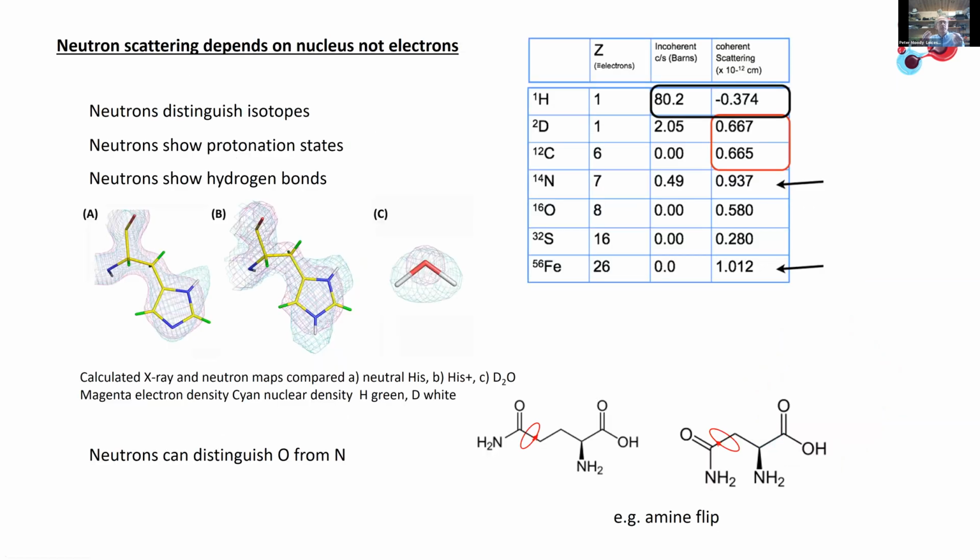And the power of neutrons is to distinguish isotopes, show protonation states, and it allows you to properly see hydrogen bonds. You can see how a water works. In X-ray, you just get a sphere from the oxygen, whereas with neutron, you get this sort of banana shape where you can actually see what the hydrogen bonds are doing. And you can see if waters are spinning as well. You can also distinguish oxygens from nitrogens in side chains. See the amide flip, because the scattering is from the nuclei and it's different.